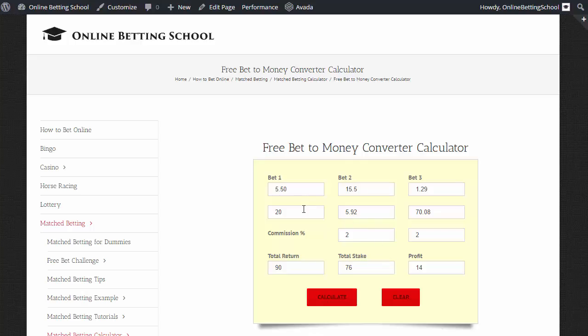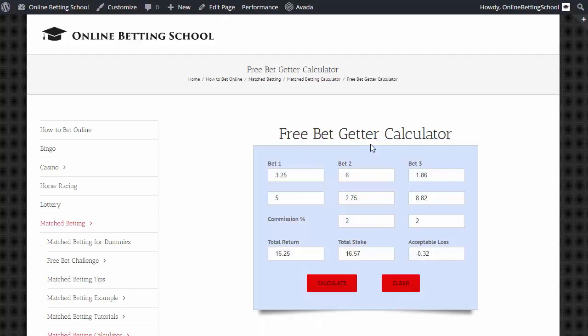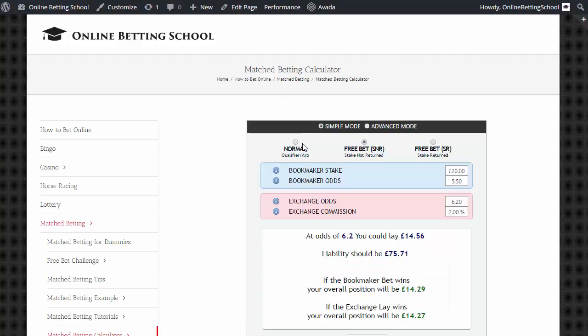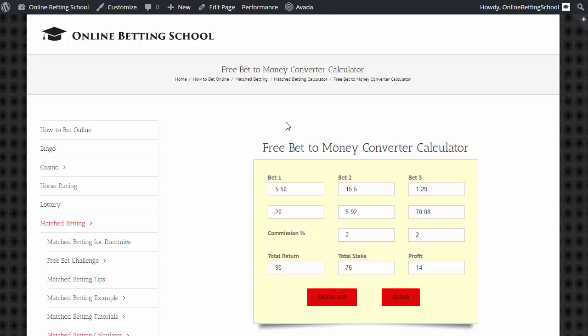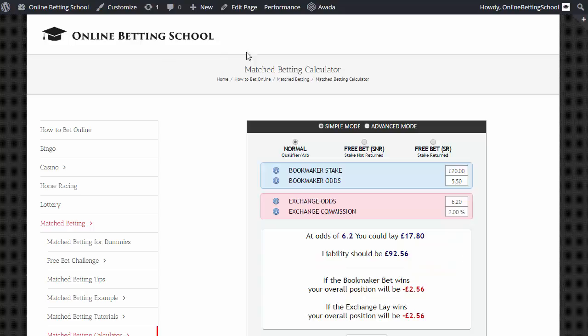So this is just a way that you can get free bets. So you can either use the free bet getter calculator, or you can use the match betting calculator here and click the normal tab. And then once you get your free bet, then you can either use the free bet to money converter calculator, or you can just do free bet stake not returned and do the bet that's shown in that video. So thanks for watching. I hope this has helped you understand how a match betting calculator works, and just to show you a different way of understanding it and turning your free bets into money.